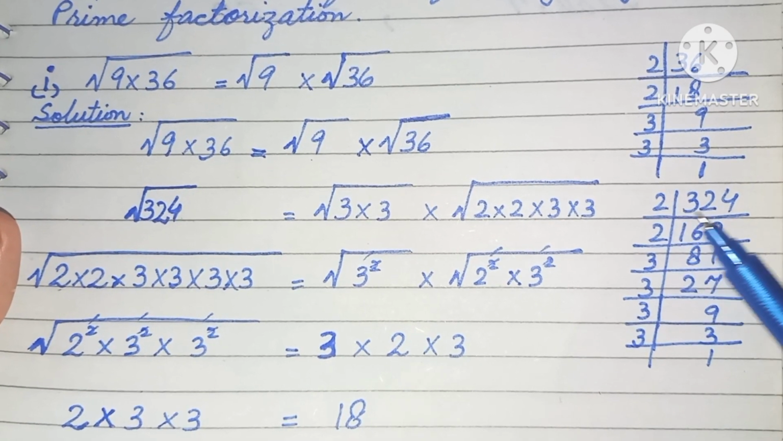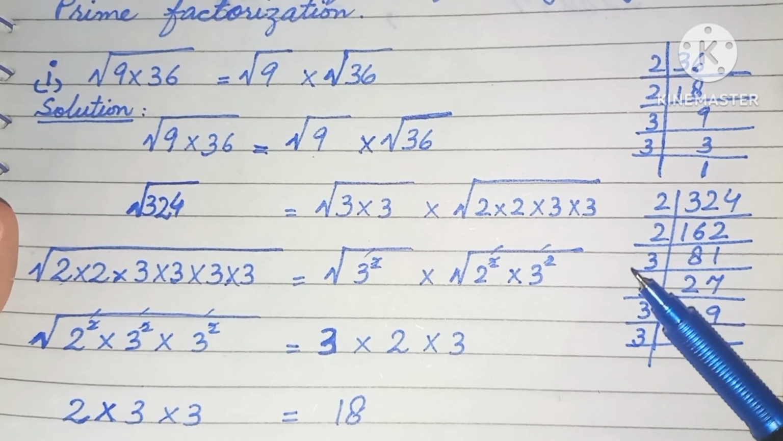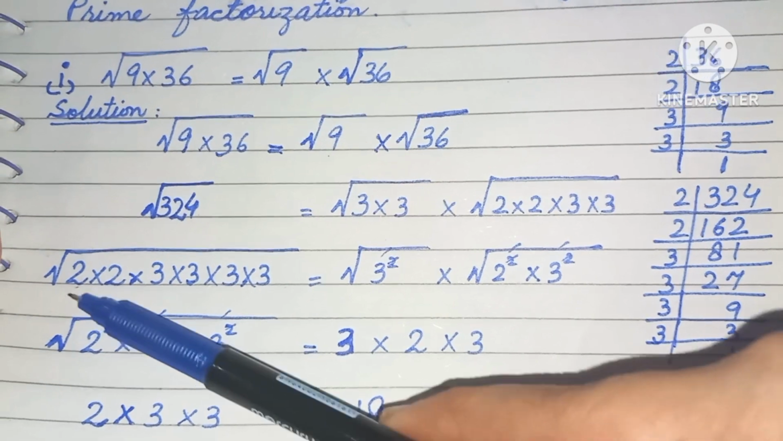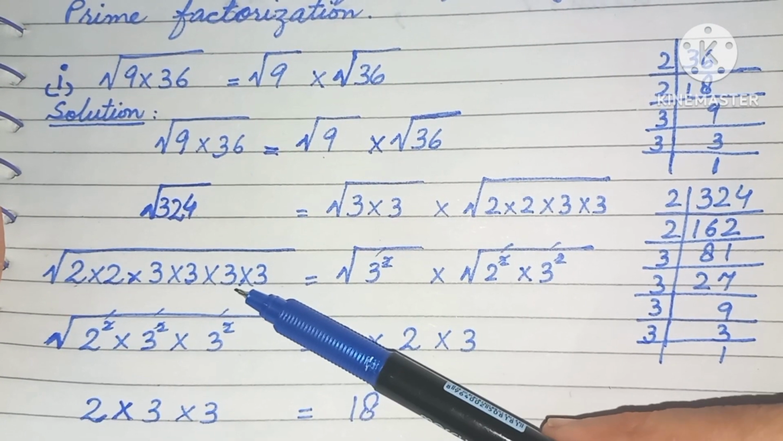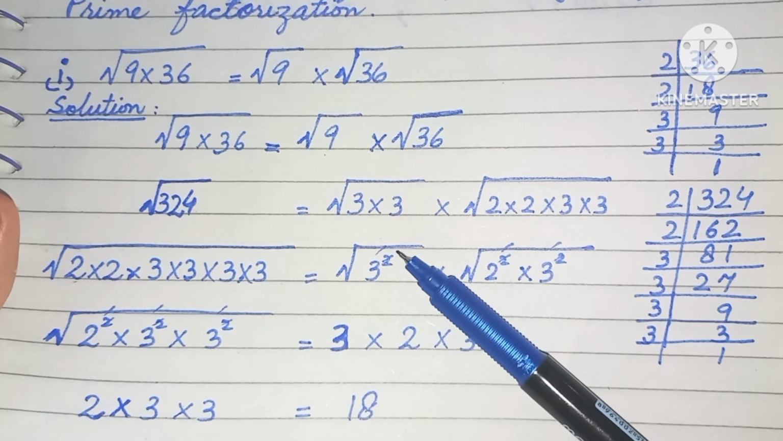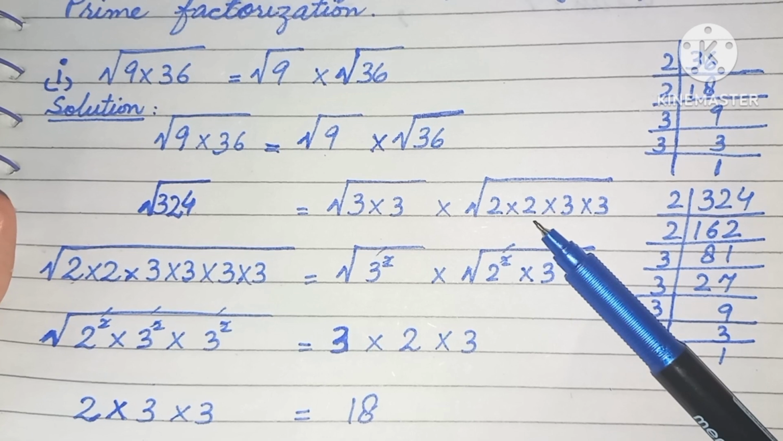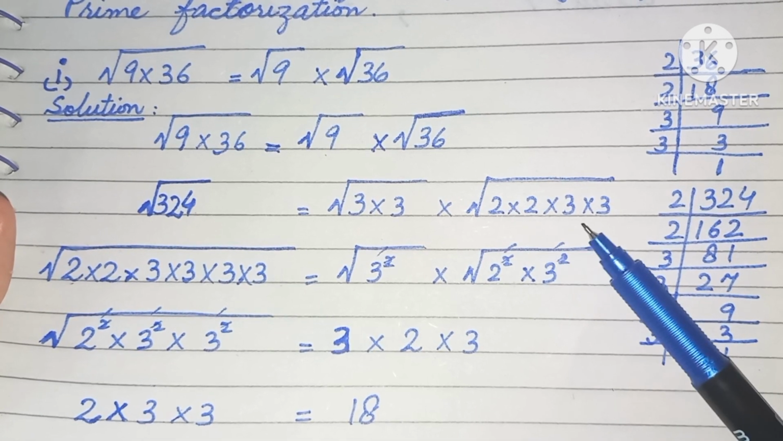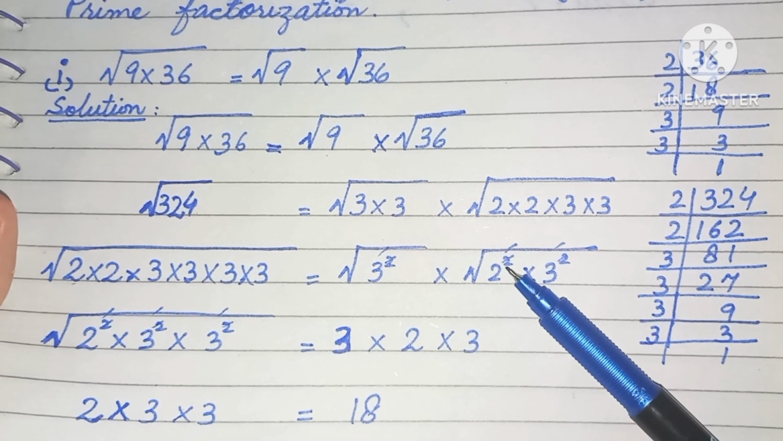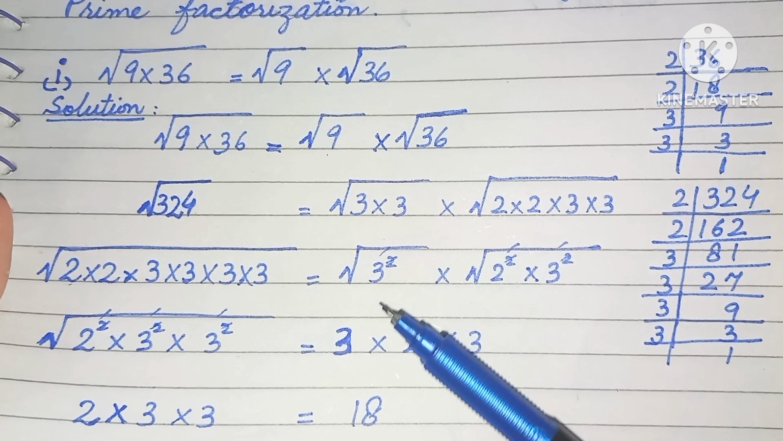So factors of 324 are 2 times 2 and 4 times 3. So write 2 times 2 and 4 times 3. Here we have 3 two times, so the square of 3 comes in square root, multiply as it is. Here we have one pair of 2 and one pair of 3, so square of 2 and square of 3, and square root as it is we have put.